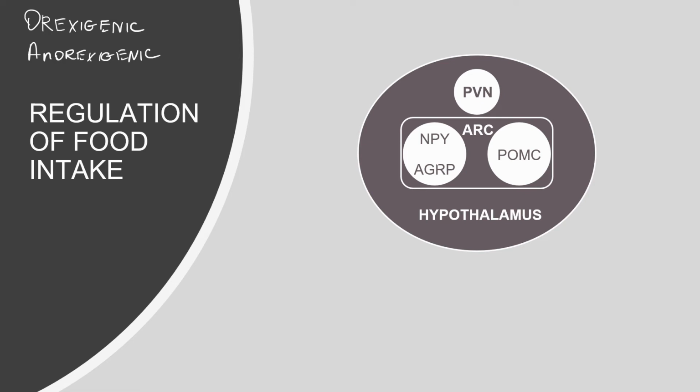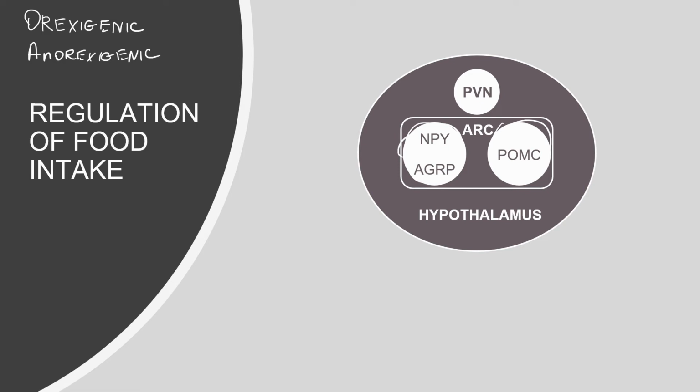The first one is appetite stimulating, this one, and the second one, the right one, is appetite suppressing, and it produces POMC. The orexigenic part of ARC produces two main factors, which are NPY and AGRP. These substances are just like the substances that are orexigenic or anorexigenic.